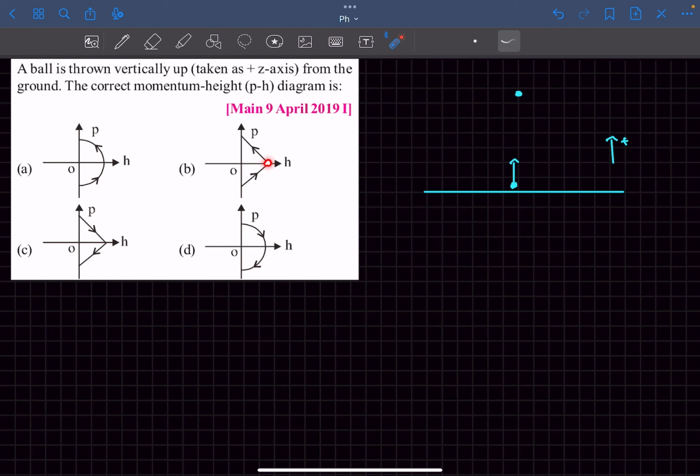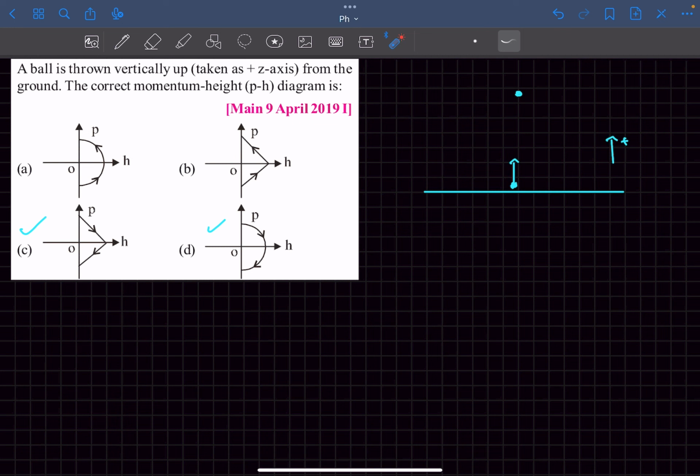So h max is this point. This curve shows that initially it started from this point with maximum momentum, and the arrow's direction is wrong, as you can see. So this is wrong. And here also the arrow's direction is wrong. It should go from maximum momentum to maximum height, right? So even this is wrong. So it's either option C or option D.